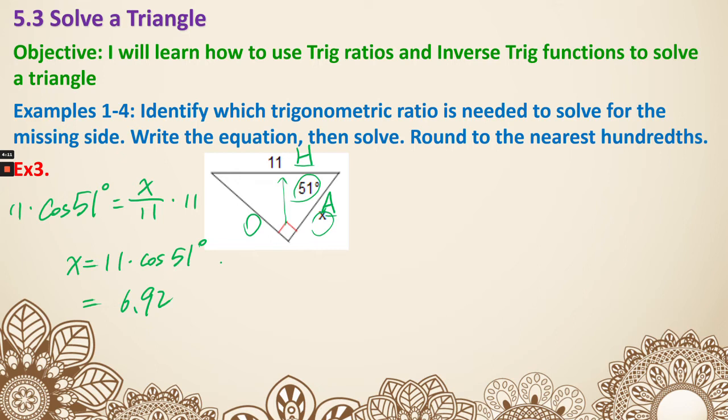Then we use the equation to solve for the x. Next, example 4. The angle is right here. That is my opposite side. So x is actually my adjacent. So I am involving opposite and adjacent. That is going to be tangent.